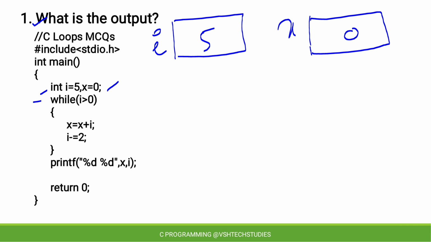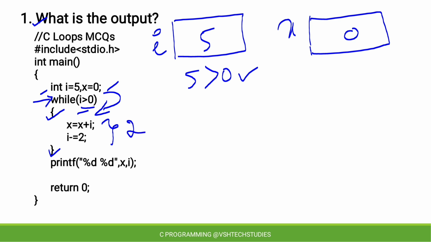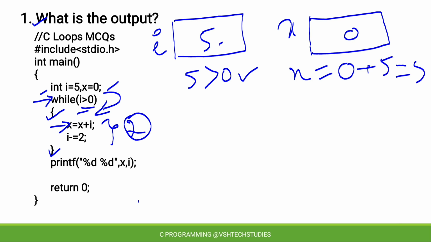Okay. Next, the while loop starts here. So the condition to be checked is I greater than 0? Is 5 greater than 0? Yes. Because the condition is true, control enters the loop body. The loop body starts here and it ends here. How many instructions are here? 2 instructions. They have to be executed now. So the first instruction is x equal to x plus I. So x is 0 now. Plus I means I is 5. That should be added and kept back in x. So 0 is taken out and 5 is saved.